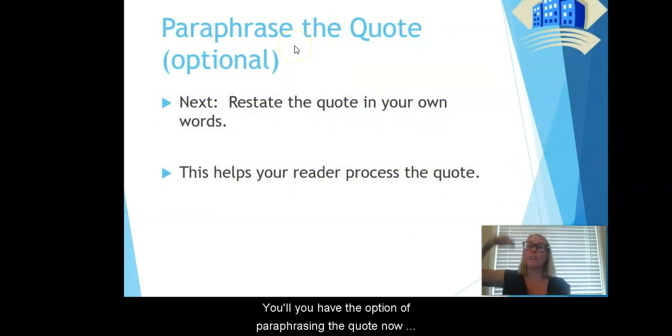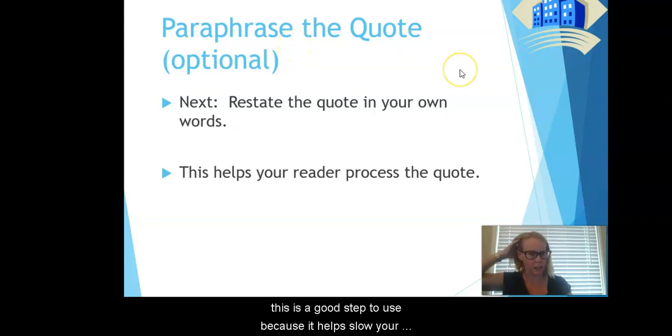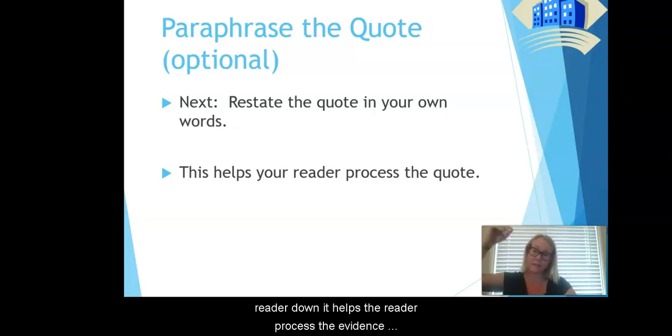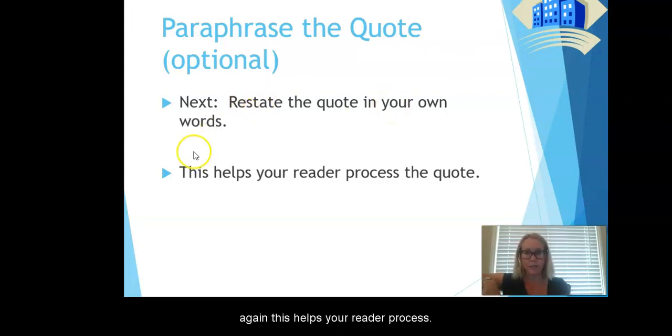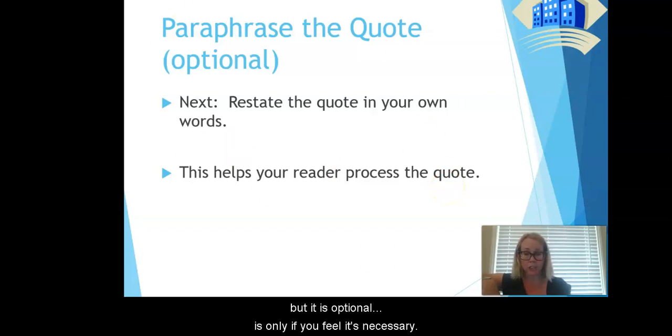Next, you have the option of paraphrasing the quote. Now this is a good step to use because it helps slow your reader down. It helps the reader process the evidence you just gave them, and it can help when you feel like your argument is really complicated. And so this is a sentence where you restate the quote in your own words. Again, this helps your reader process the quote. But that's optional. It's only if you feel it's necessary.